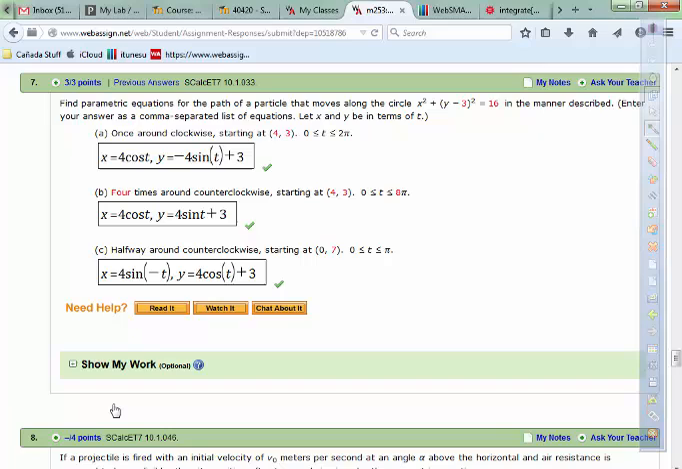Okay, I think our next topic is going to be on polar coordinates. You guys might have a quiz tomorrow, so be ready.